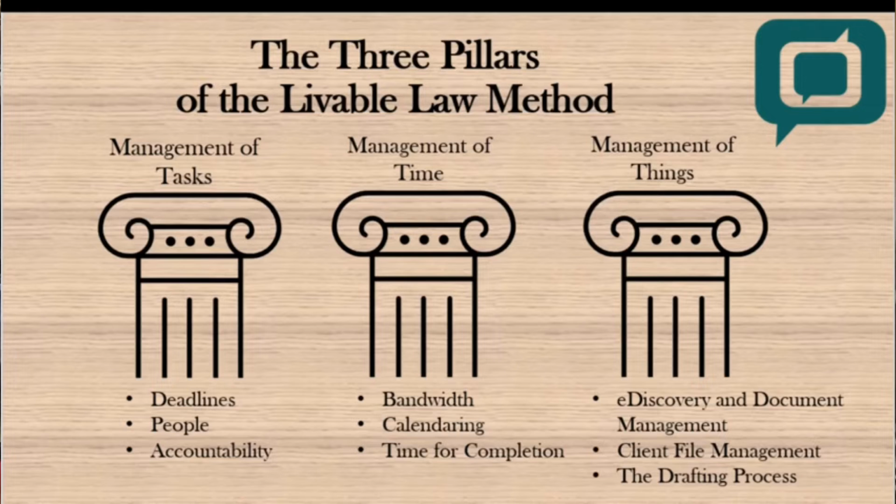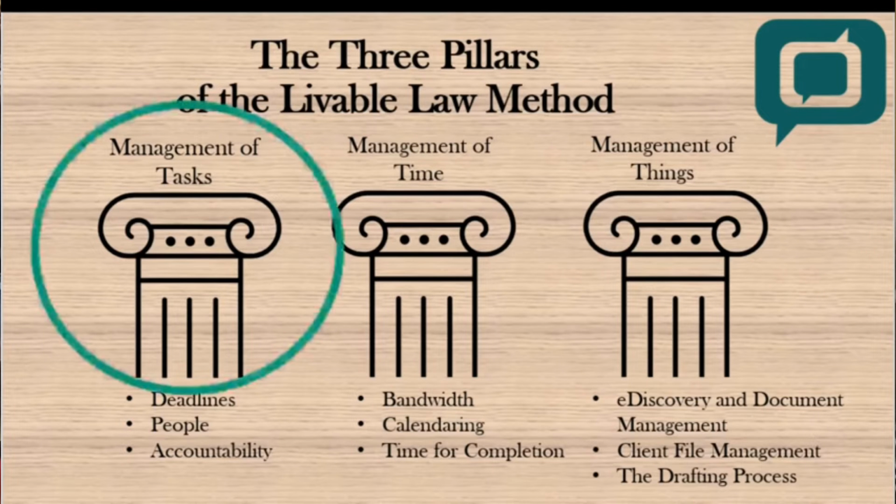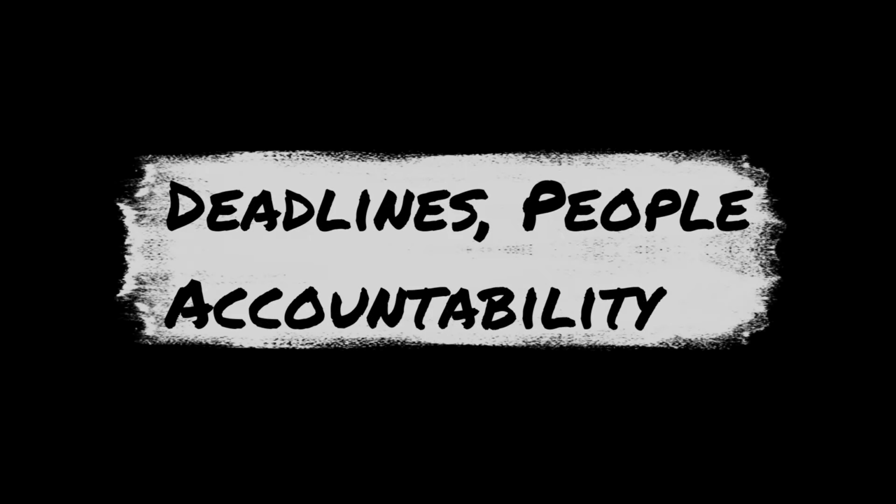There are 3 pillars in the Livable Law Method: management of tasks, management of time, and management of things. Each of those 3 pillars is then subdivided into 3 topics. So there are 9 topics total. But today, for purposes of this class, we are on pillar 1. And today we are going to look at deadlines, people, and accountability. So let's jump in.